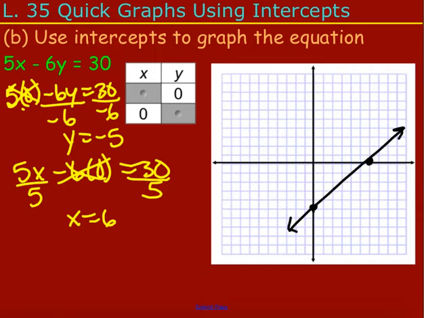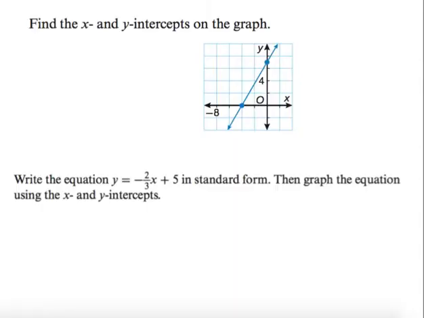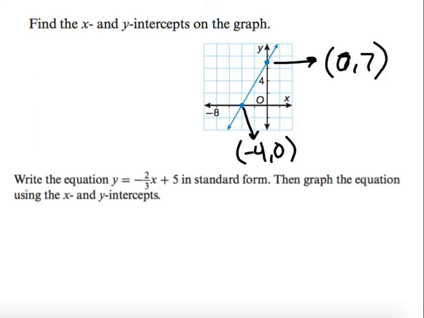Not too bad. Now if we looked at a grid of x and y intercepts like this, we want to find them, and we're given something. And we say, well, my x-intercept right here is (-4, 0). My y-intercept looks like it's at (0, 7).